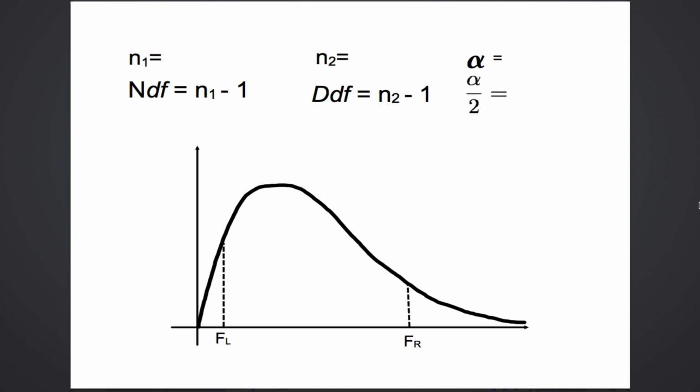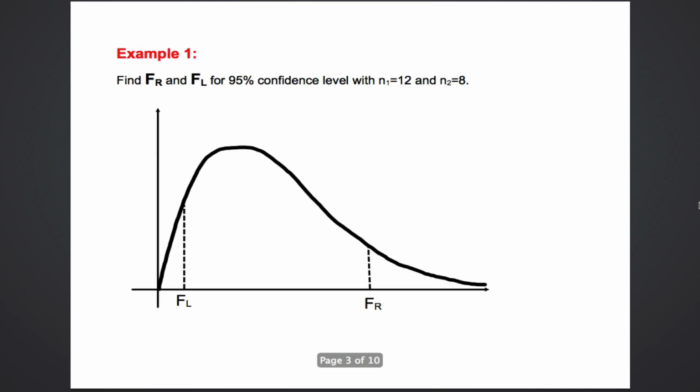Just like other distributions, we have a critical value on the right, which we're going to refer to as FR, and a critical value on the left side, which we call FL. So let's look at the example. For a 95% confidence level with n1 equal to 12 and n2 equal to 8, we want to find the two critical values, FR and FL.